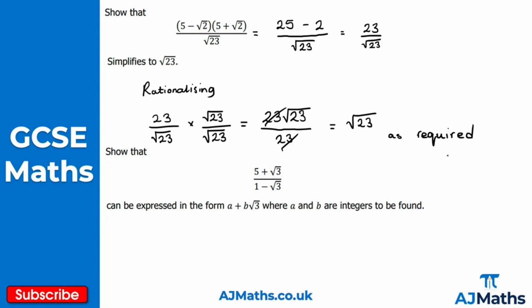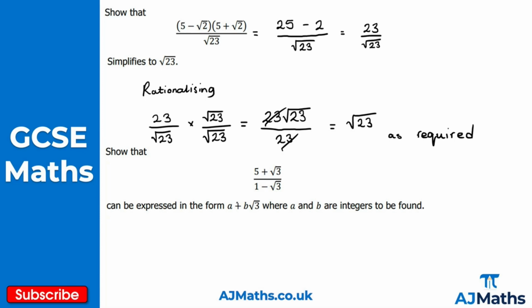So that's the solution to the first question. Let's take a look now at the final question. Now here we're asked to show that this fraction here can be expressed in this form. Now again, we have no denominator here. There's no thirds in the denominator. So we know we need to rationalize at some point.